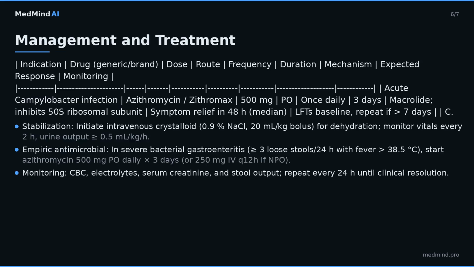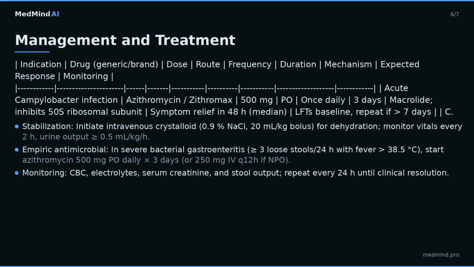Management and treatment. Indication, drug, generic/brand, dose, route, frequency, duration, mechanism, expected response, monitoring. Acute Campylobacter infection: azithromycin/Zithromax 500 mg, PO, once daily, 3 days. Macrolide, inhibits 50S ribosomal subunit, symptom relief in 48H median, LFTs baseline, repeat if greater than 7 days. C. difficile colitis, first episode.